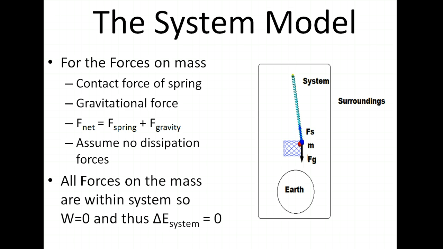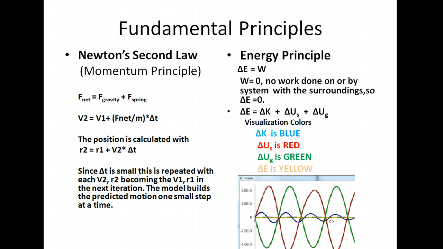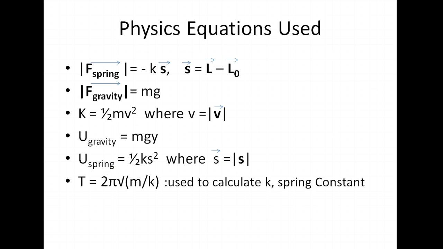For the energy principle, all the forces on the mass are within the defined system of the spring, mass, and earth, so the work done by the system on the surroundings or the surroundings on the system is zero, and thus the total change of energy in the system is zero. These are the fundamental principles that we have studied so far in the physics course.